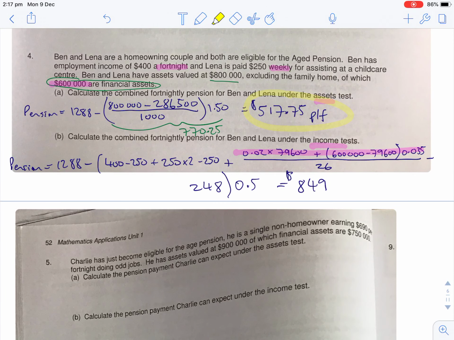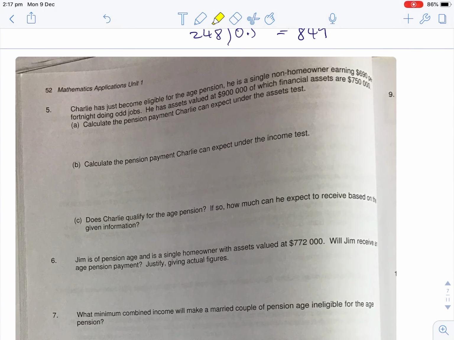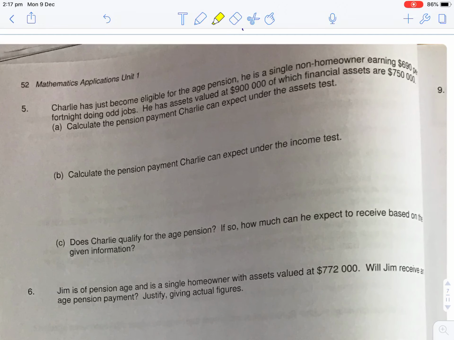Okay, let's have a look. I think there was one more, so let's go to question 5. This was also a pension one. Charlie has just become eligible for the age pension. He's a single non-homeowner earning $690 per fortnight doing odd jobs. He has assets valued at $900,000, of which financial assets are $750,000. First we're asked to calculate the pension under the assets test. So let's do that one.